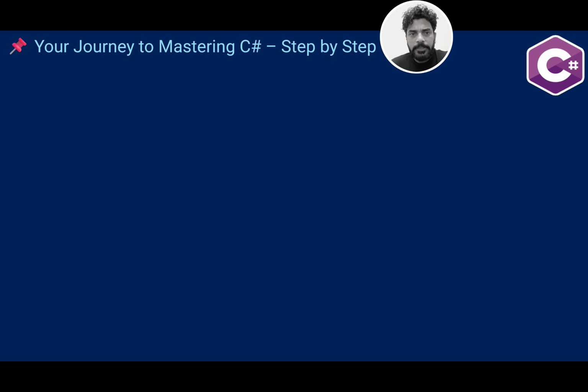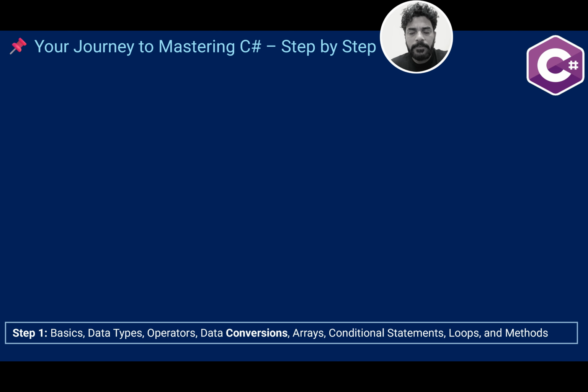So in this journey, we have learned some different kinds of steps. In the first step, we concentrated on the C# basics: the data types, operators, data conversions, the way we create arrays, and how to prepare the conditional statements. Based on the conditional statements, we learned how to execute the logic, and we did the loops and created the methods. Everything we did in step one.